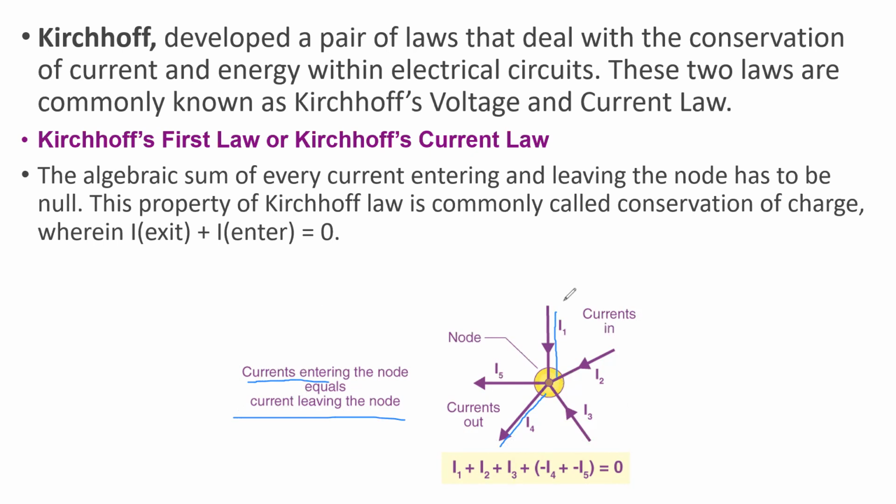So from this diagram, we can write I1 is entering. I1 plus I2 is entering. Please check this arrow mark. Arrow mark shows towards the node. So I2 is entering, I3 is entering, I4 is moving away. So minus I4, I5 is moving away. So minus I5, that is equal to 0. So Kirchoff's first law is also called Kirchoff's current law. The algebraic sum of current leaving the junction and entering the junction is equal to 0.